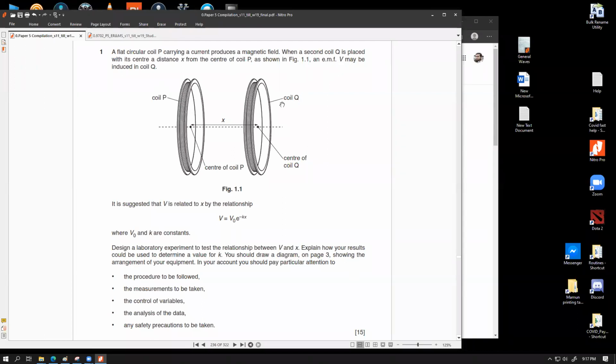So there is coil P, there is coil Q at distance x. You have to somehow be able to measure the distance. So strings can be of very beautiful use. You can have crossed strings and measure the distance between the crossing of the strings. It is suggested that V is related to x by the relationship V equals V naught e to the power minus kx.